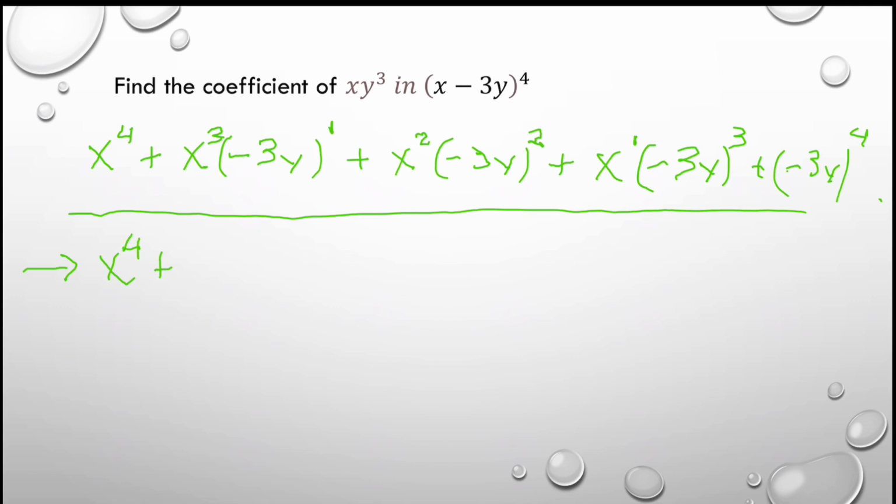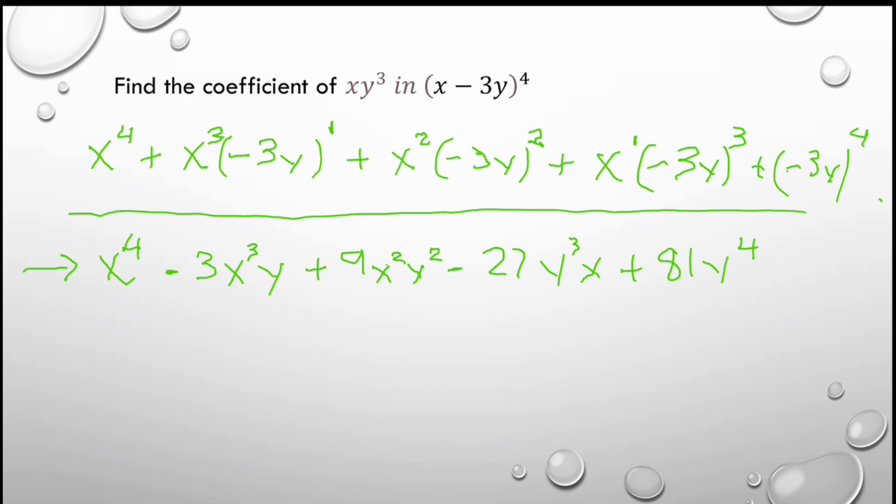And now, I want you to be aware of the sign. Don't make any mistake like I just did. A negative 3y to the power 1 will become a negative 3x cubed y. A negative 3y whole square will become a 9x squared y squared. A negative 3y to the power 3 will become a negative 27 y cubed x. A negative 3y to the power 4 will be a positive 81 y to the power 4.